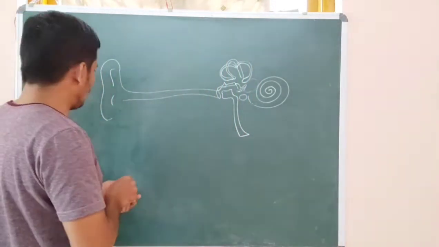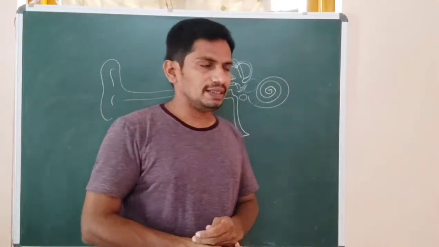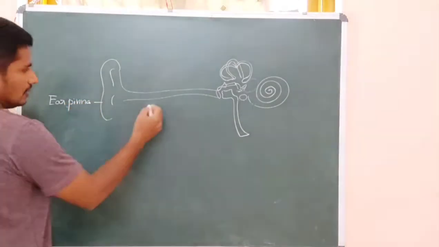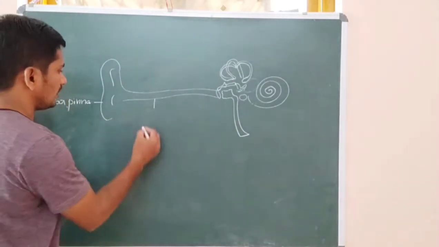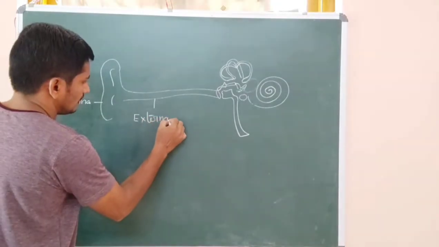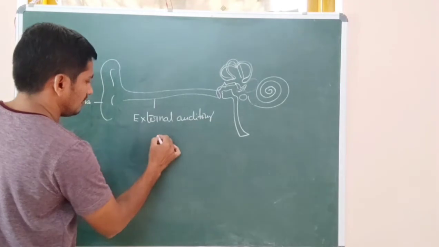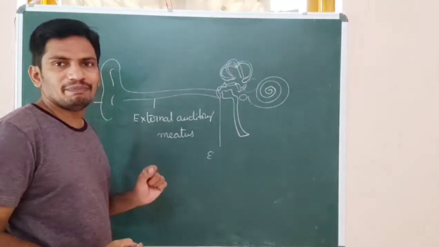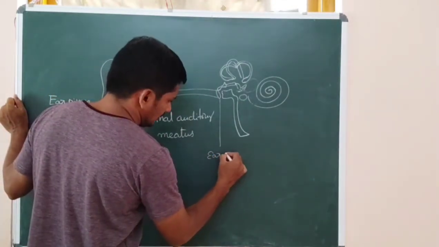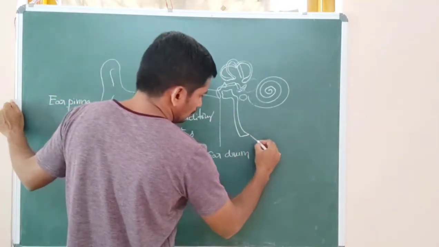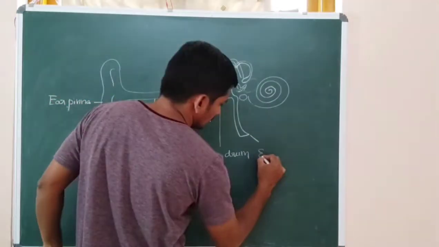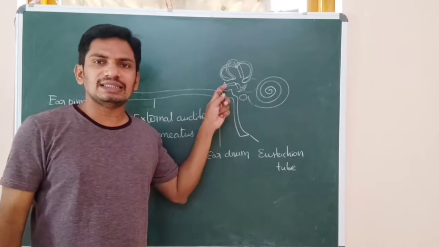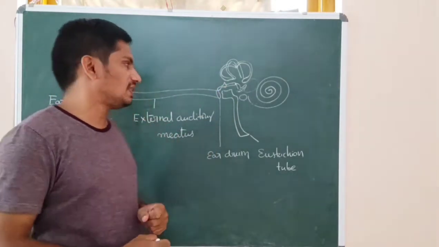Now, coming to the labeling, then we go for the internal ear. This is the ear pinna. This tunnel-shaped part is known as the external auditory meatus. And this is the eardrum, or tympanic membrane. This is an air-filled tube, which we know as the Eustachian tube. It connects the middle ear to the pharynx and is used for equalizing the pressure on both sides of the ear.